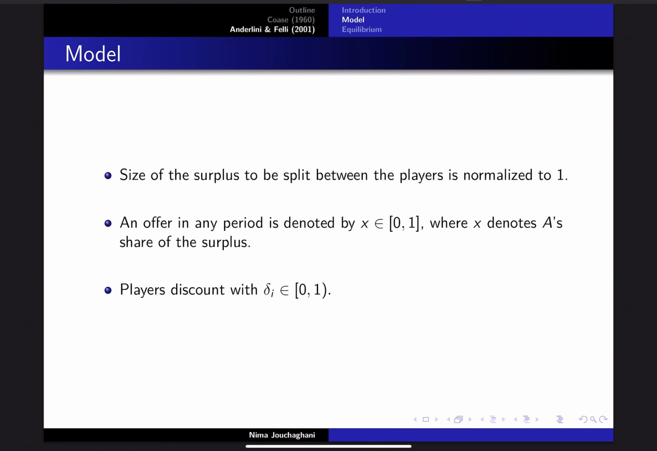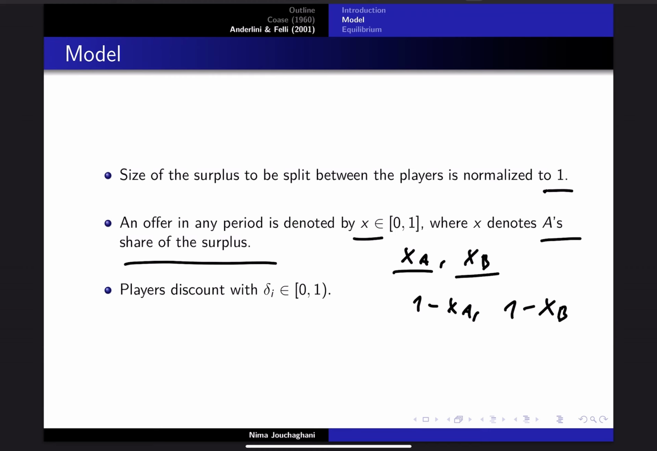The size of the surplus, so think of it as a pie which needs to be split between the players, is normalized to 1. You could have any other value, but it's a very simple way to think about this problem, because then the offer that one player is giving to the other is immediately also the relative share of the pie. For the rest of the paper, x will always denote A's share of the surplus. We will have x_A and x_B depending on who's making the offer, but in both situations this refers to the share of A, not B. B's share will always be 1 minus x_A and 1 minus x_B, just to reduce any confusion. And it's always between 0 and 1, because that's the size of the pie which is shared.